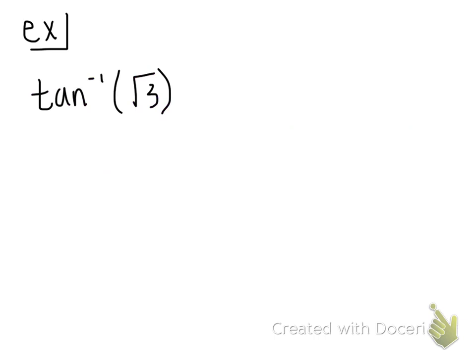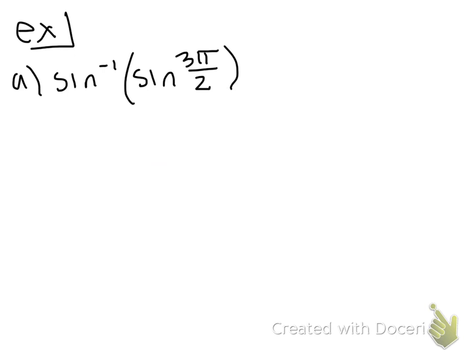For the first example, it says 1 is the inverse of tangent equal to root 3. So the answer would be pi over 3. The examples at the bottom of the page are the composition of different functions. Notice sometimes it says inverse, sometimes it doesn't. For this inside function, it is not the inverse. They're giving you an angle. We need to find the answer.